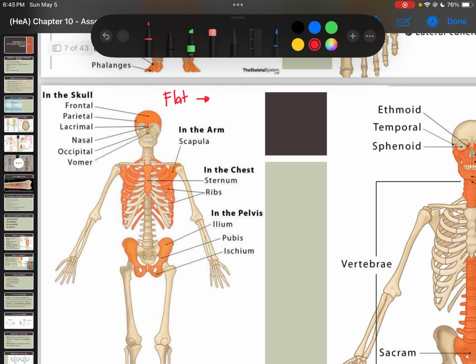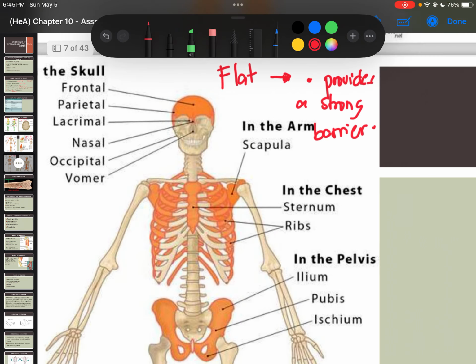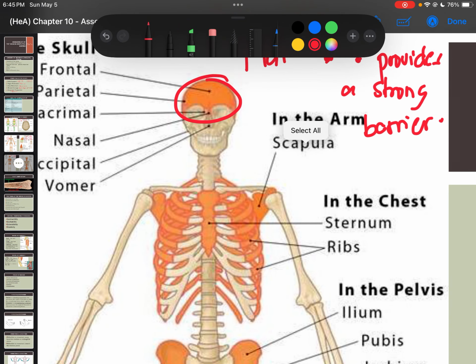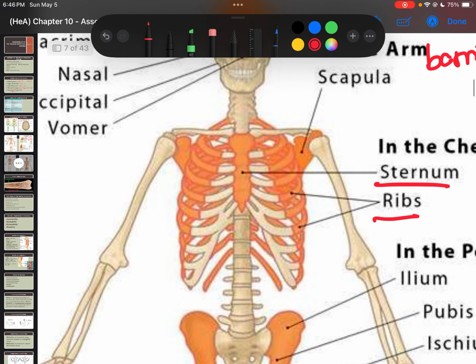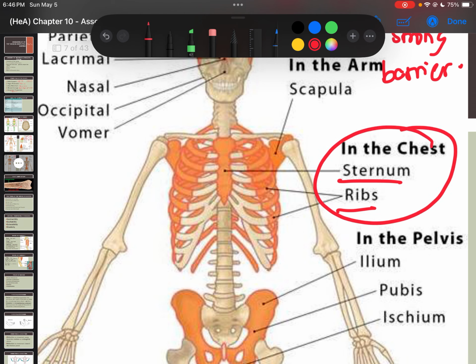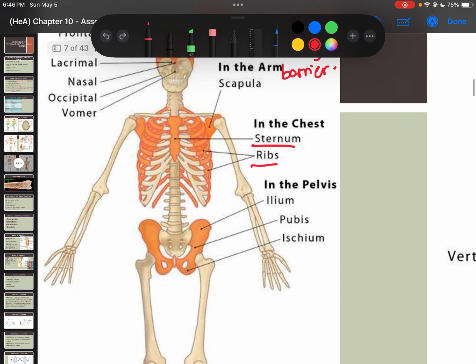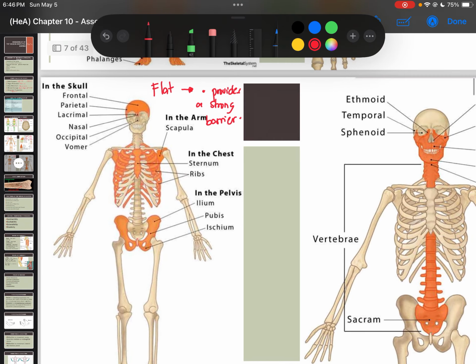If you look at the picture, they are close together. The first function is they provide a strong barrier. Look, class. This is a flat bone. The skull protects the brain. Our ribs and our sternum are also considered flat bones. They protect the organs in the thorax, the heart, the lungs, and so on and so forth. And the pelvis, this is our pelvis, class. The pelvis protects the reproductive system, especially in females.